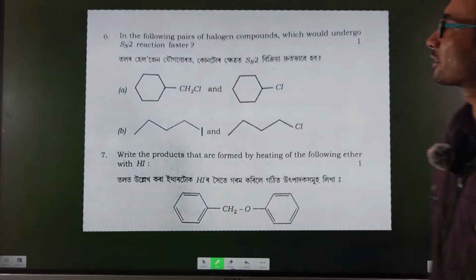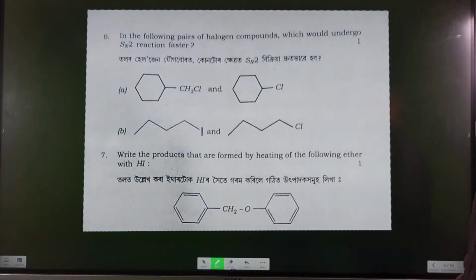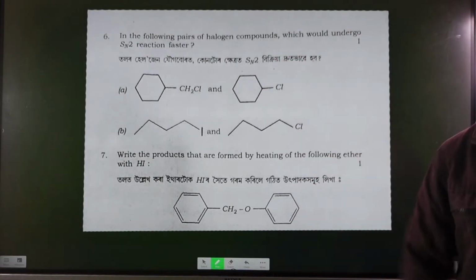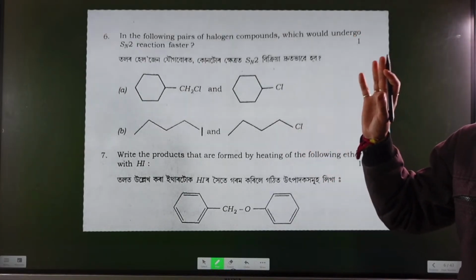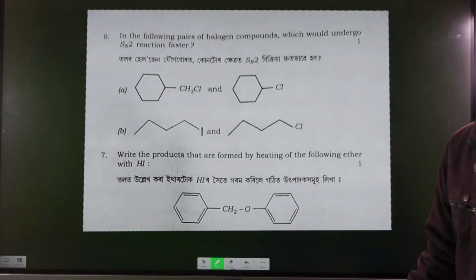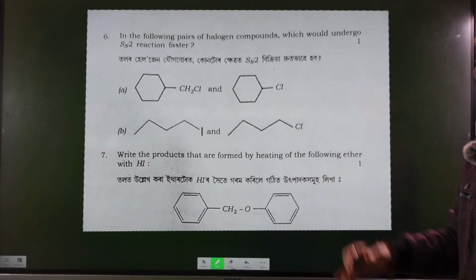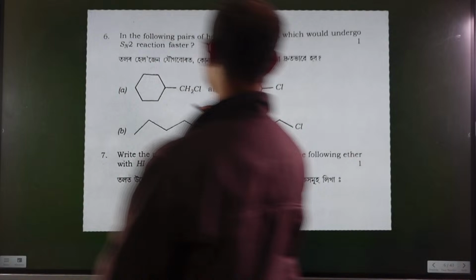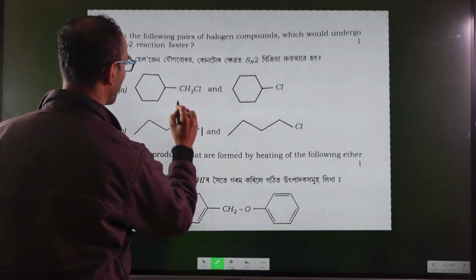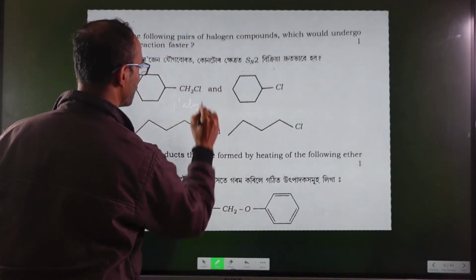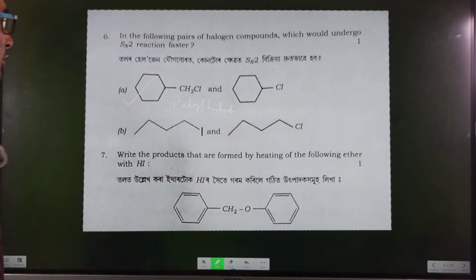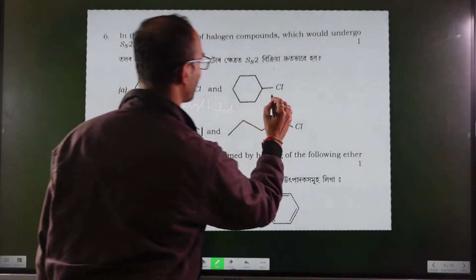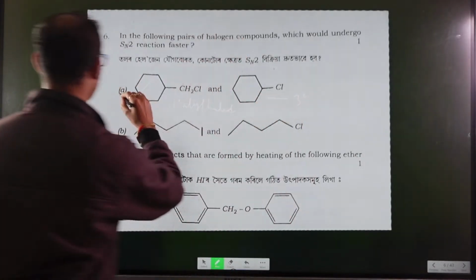As you can see in question number 6: in the following pairs of halogen compounds, which would undergo SN2 reaction faster? The reactant must be the primary alkyl halide, which undergoes a very fast SN2 reaction. As you can see, this is your primary alkyl halide, and this is your primary alkyl halide. So this will undergo a very fast SN2 reaction compared to this one, which is a tertiary alkyl halide, right? This is tertiary.